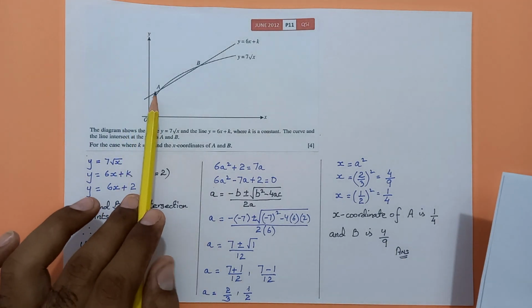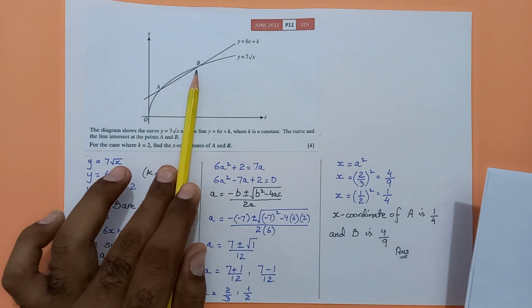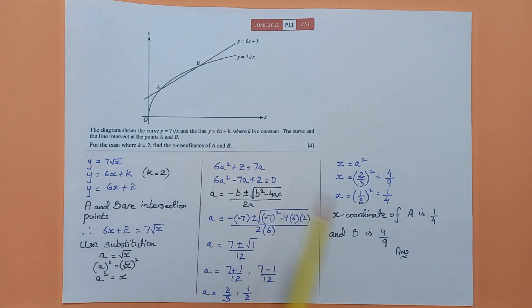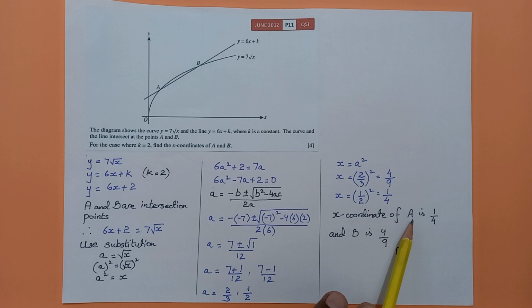From the graph, we can see that the x coordinate of A is smaller than the x coordinate of B. That means 1 upon 4, which is 0.25, and 4 upon 9, which is basically greater than 1 upon 4. So 1 upon 4 is the x coordinate of A and 4 upon 9 is the x coordinate of B.